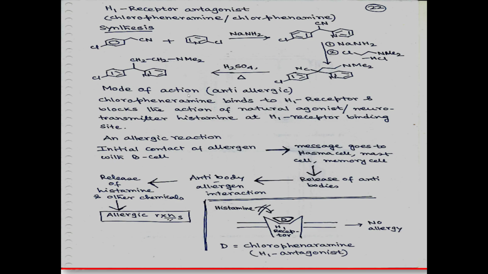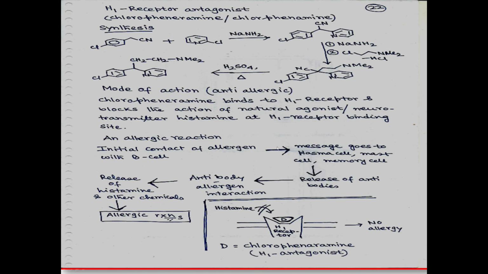Now, as we have already discussed, the mode of action is that of an antagonist. An H1 antagonist will definitely act as anti-allergic. So chlorphenamine is an anti-allergic medicine. Chlorphenamine binds to the H1 receptor and blocks the natural agonist. What is the natural agonist? The endogenous agonist neurotransmitter histamine at the H1 receptor.